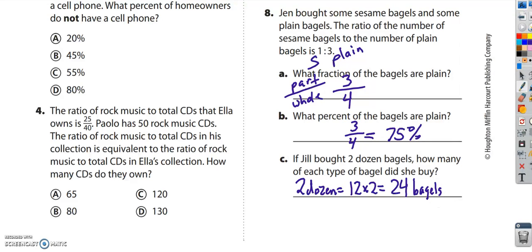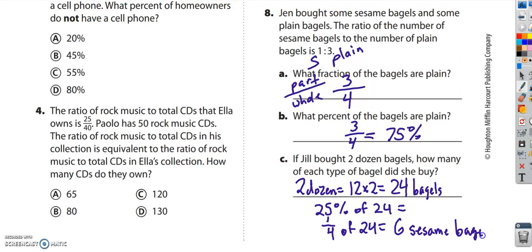And the simple way to do this is to say 25% of those are going to be sesame. So 25% of 24. And that's pretty simple because 25% is a benchmark. That's just 1/4. What is a fourth of 24? A fourth of 24 means take 24 and divide it into 4 equal groups. A fourth of 24 is 6. So she has 6 sesame bagels.